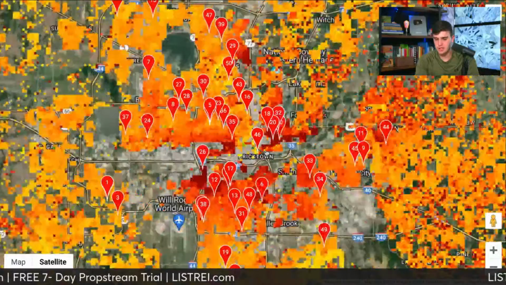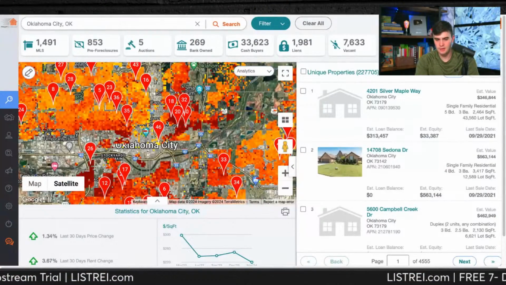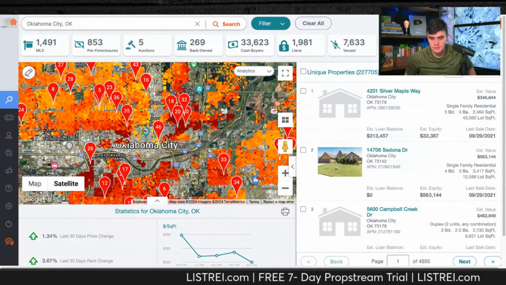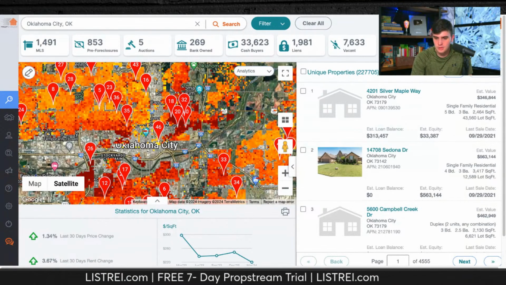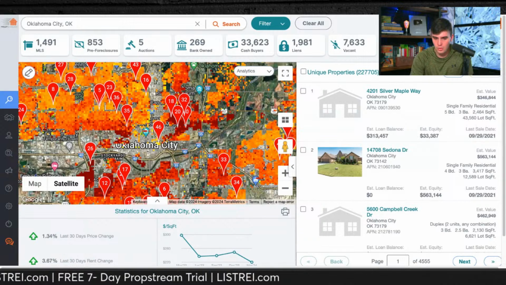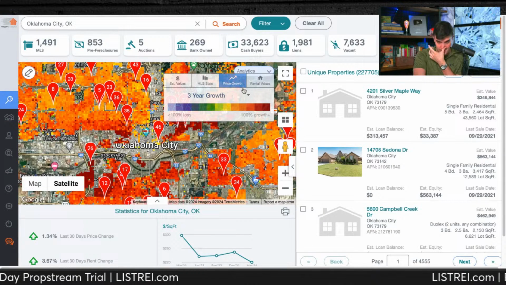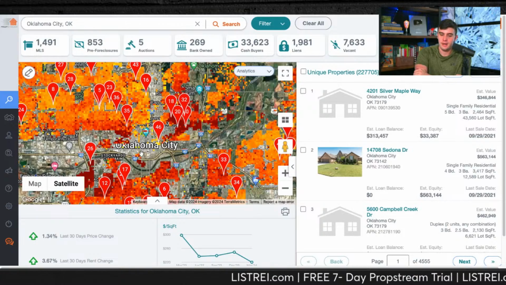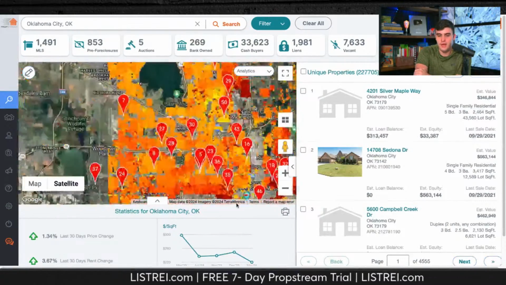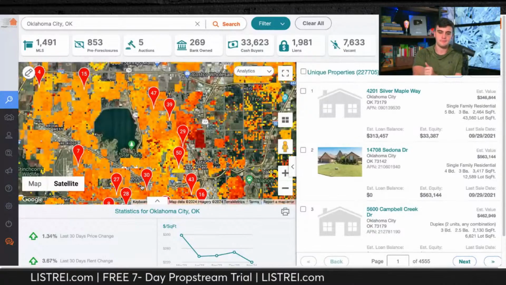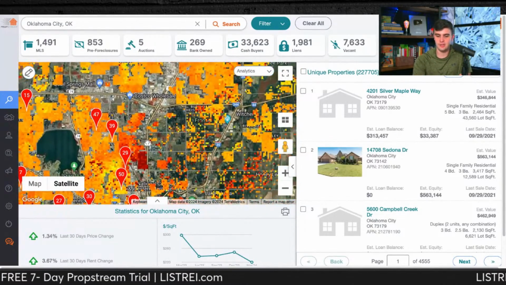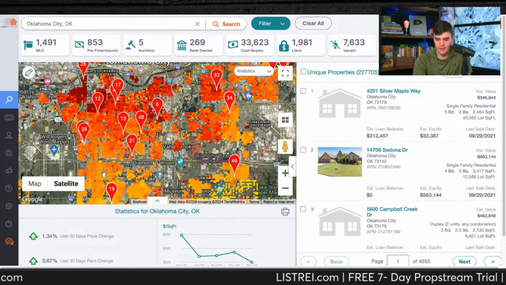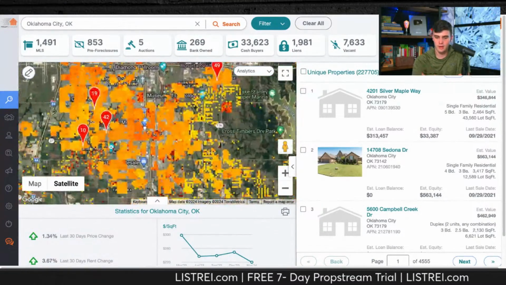But really right here, it's going to show you. All right, let's go here. So we can see here on the analytics tab that red is going to be hotter growth, and blue is going to be less growth. Now, this is like a metro area, so if I go out here in the burbs, you can see that this area is really hot for price growth. You're going to come out here. This area is hot. This one's less hot for price growth.